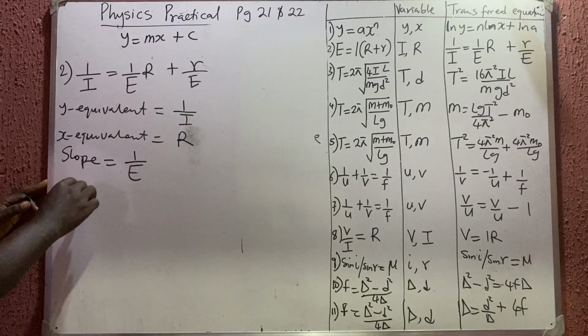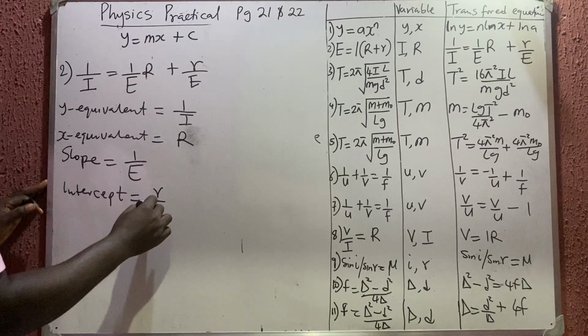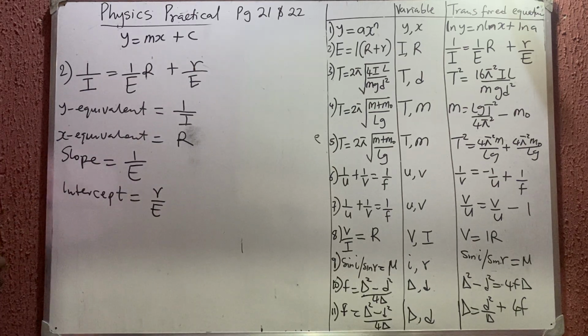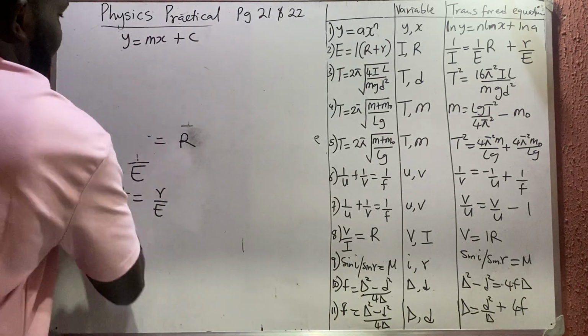Then my intercept. So my intercept is going to be anything that is standing on its own, that is r over E. So that is for question number two. I hope you are getting this. So let's go to question number three.